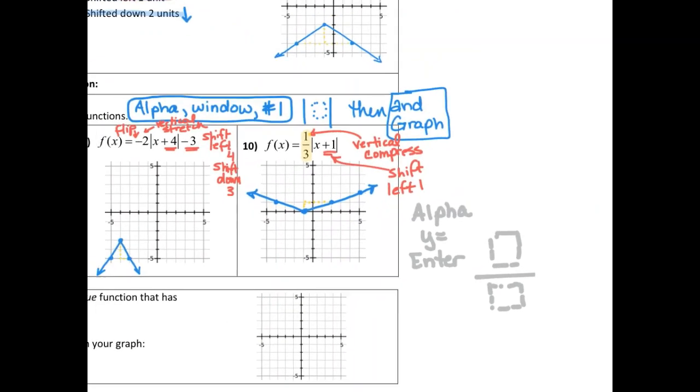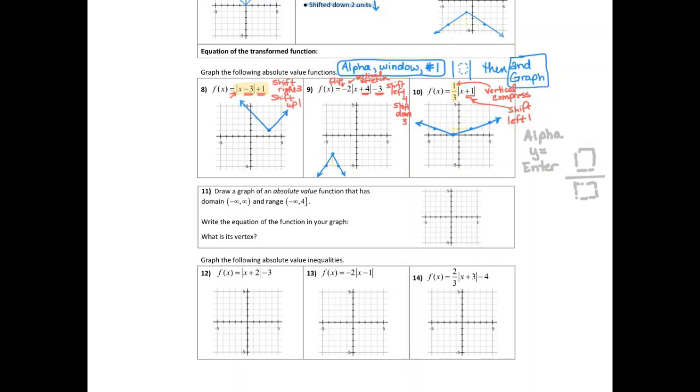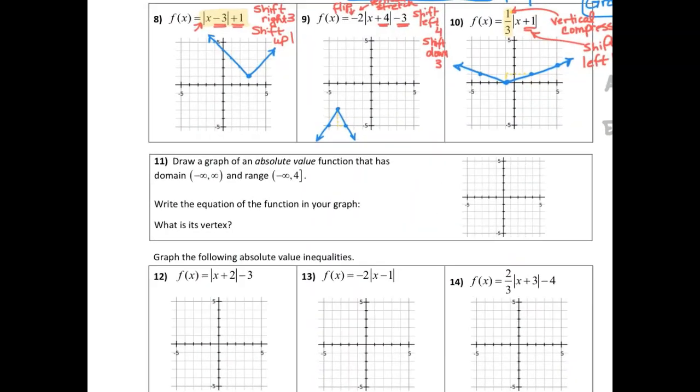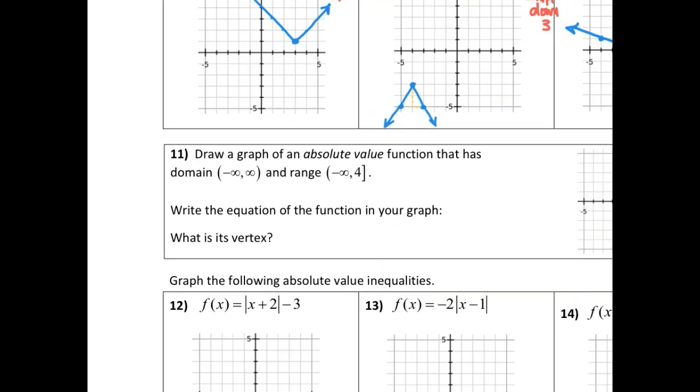Now, this next question asks you to get a little bit creative. You're creating an absolute value function with a certain number of stipulations. Remember that absolute value functions are the V-shaped functions, just like we drew in the previous 3 problems. And you're asked to give your function a domain of -infinity to +infinity, or all real numbers, and a range that goes from -infinity to 4.